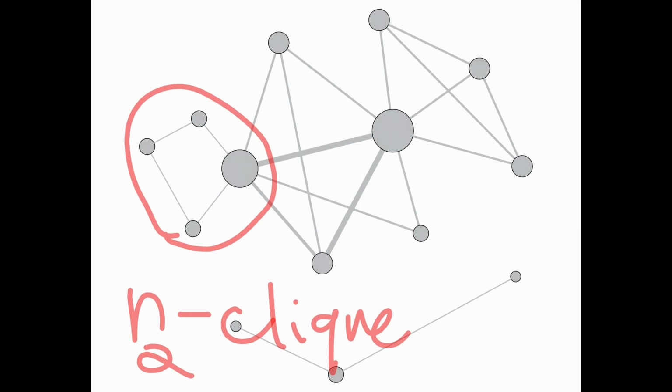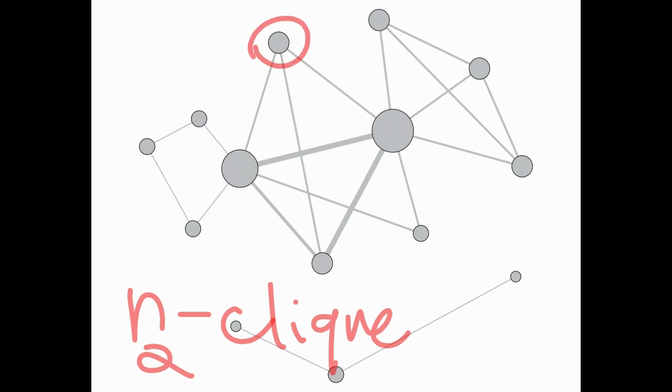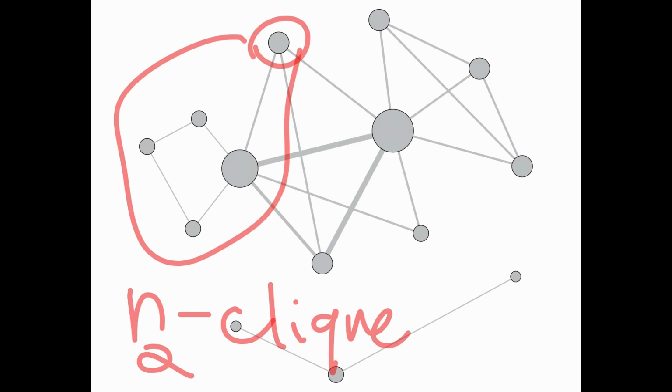However, if we consider this node, this part of the network doesn't form a 2-clique, because the distance between this node and this node becomes 3. However, if we change the value from 2 to 3, then this forms a 3-clique. So it's a very interesting way to expand the more strict definition of a clique to a larger part of the network, to include more people.